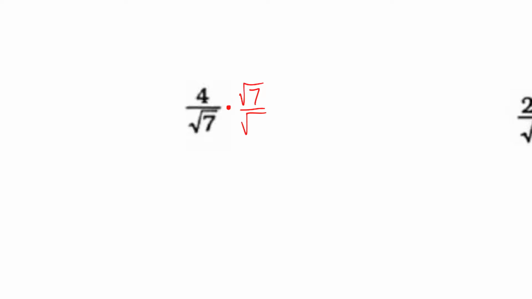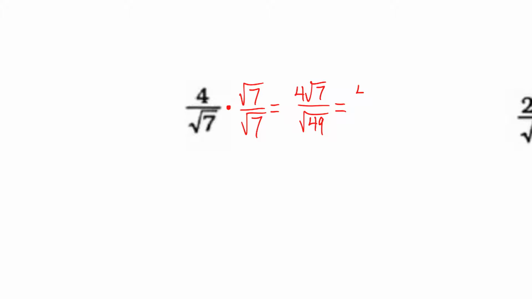Multiply by square root of 7 over square root of 7. And again, square root of 7 over square root of 7 is just 1. And I can multiply anything by 1. It's not going to change it. So on the top, what do we get? 4 square roots of 7. And on the bottom, square root of 49.